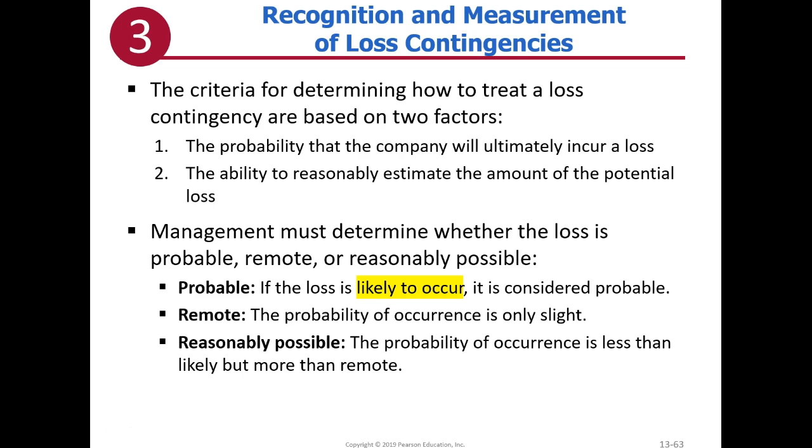What GAAP has told us is that we need to classify our contingent liabilities into three categories. Probable, if the loss is likely to occur, that's the language, there's no percentage in there. Remote, the probability of occurrence is only slight. And reasonably possible, it's not likely, but it's more than remote. Okay, so those are our three possibilities when it comes to probability. Then remember, the other thing is, can we estimate it?